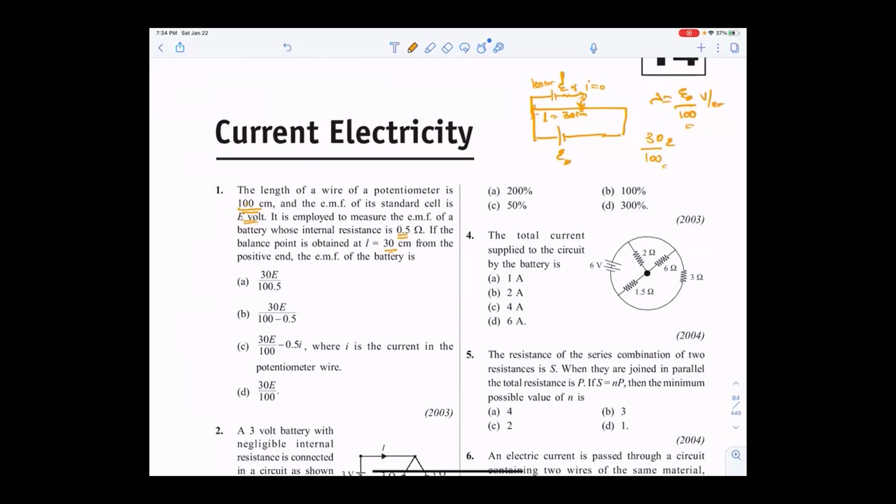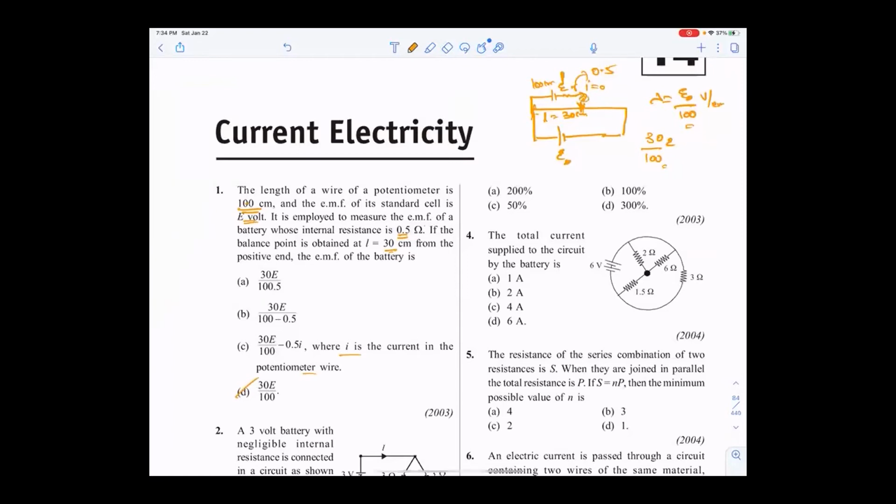If you are seeing the voltage per unit length, this 0.5 is the internal resistance of this battery, no? I is the current in the potentiometer wire, so it doesn't matter. We are getting 30 by 100. This is the answer, so option D.